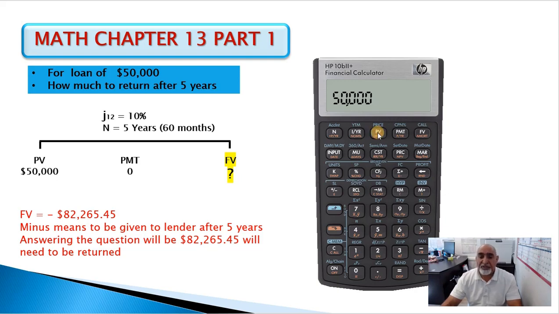So 50,000 came to us, and for the 5 years we didn't take any money, we didn't give any money back, and at the end FV, that means we have negative 82,000. Negative means we owe $82,000. $82,000 is going to be owed. Okay, minus means this money has to be given to the lender after 5 years. When we answer the question for the exam, we don't use negatives or positives. So we answer the question in English. So the answer would be, we owe to the lender $82,265.45.